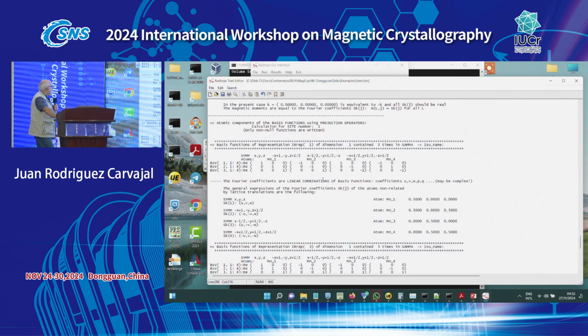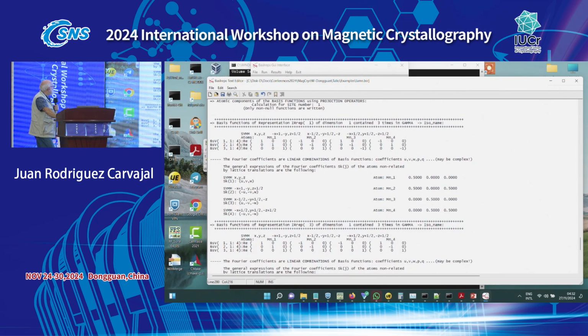database. Here you see the atoms M1, M2, M3, and 4. And you see here the basis vector, one basis vector is this one. You see that it is along the x-axis, along A. And you see that this is plus, minus, plus, minus. For Y it is plus, minus, minus, plus.